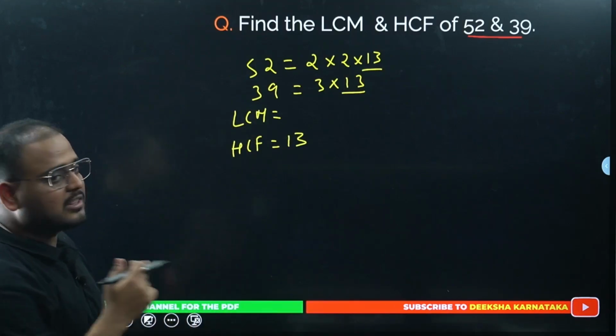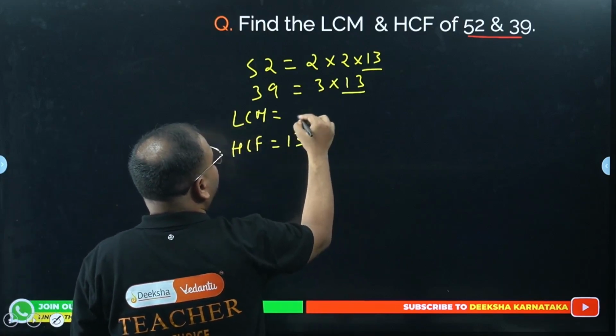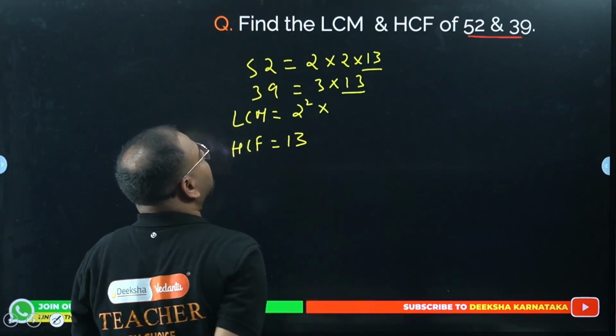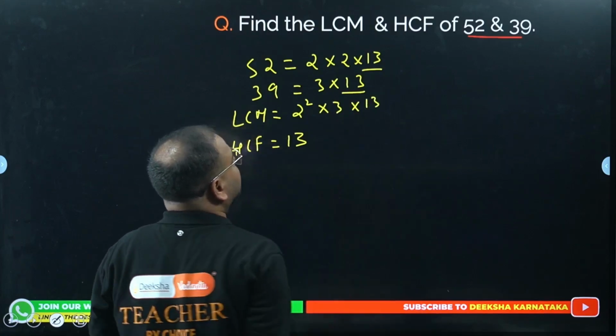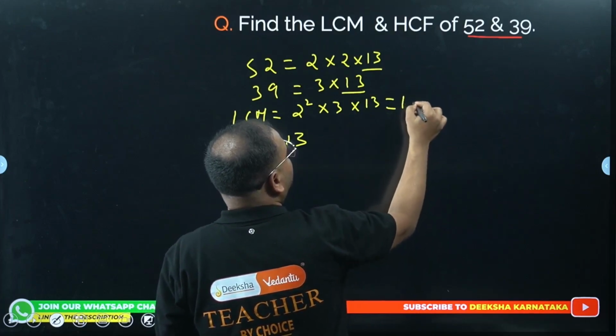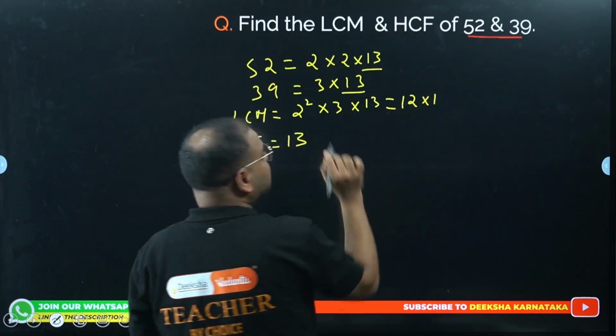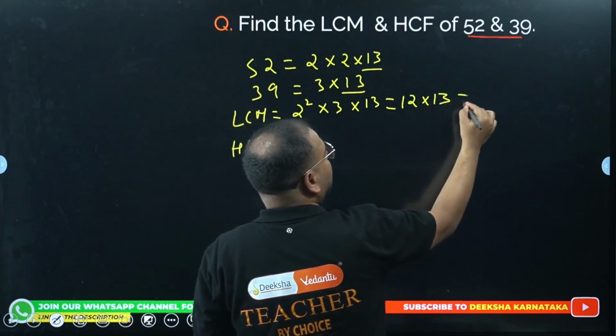We have to take all the factors together, right? So we take 2 power 2, 3 once, and 13 also. What's the number? This will be 4 times 3, which is 12, times 13. What is this number? Check it out.